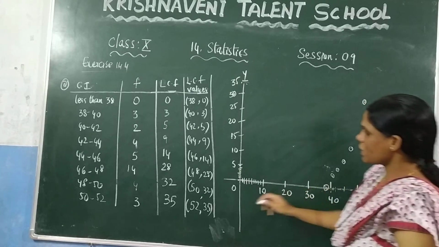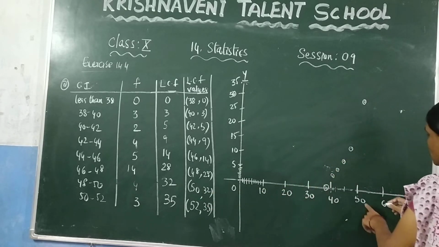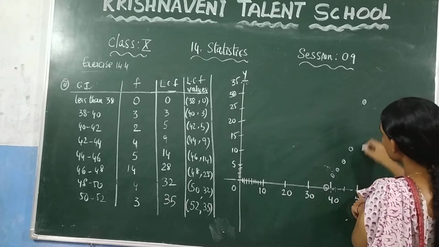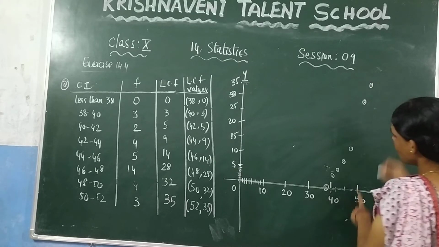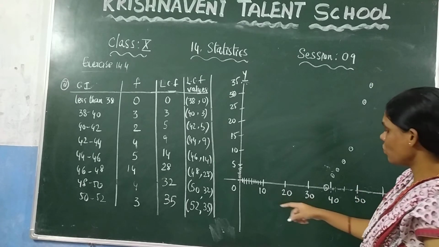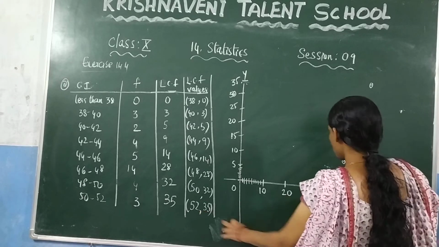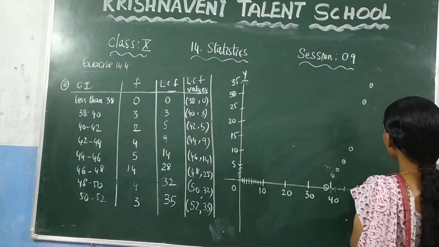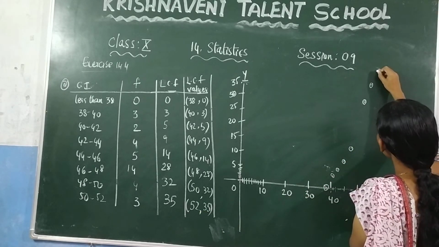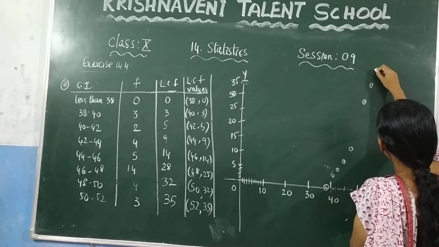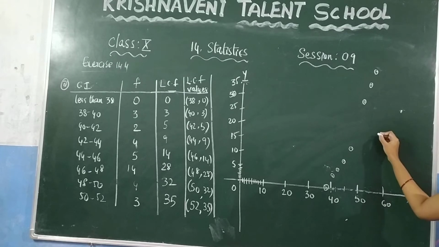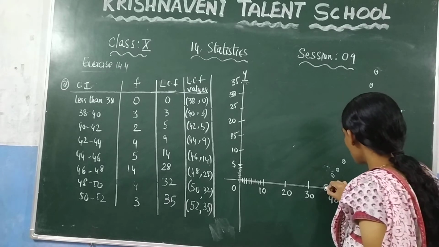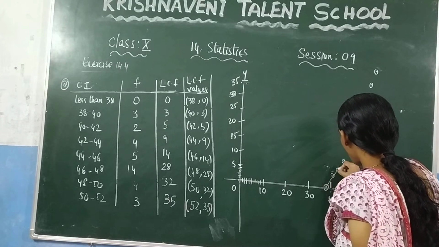And after that the next one, which is 50, 32. 50 here and 32. Where is 32? Here, right? 32. Now after that 52 and 35. Last one, which is 52 and 35. 52 will be somewhere here, and 35. Now we have located the points, and after that you need to join all these points.